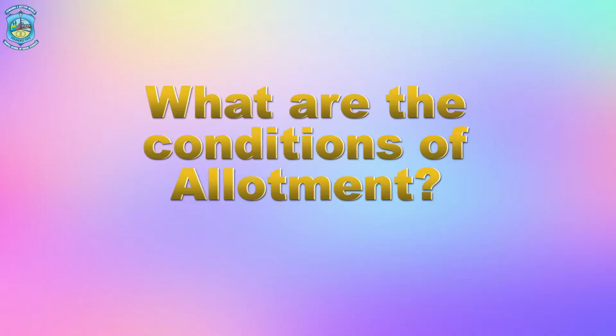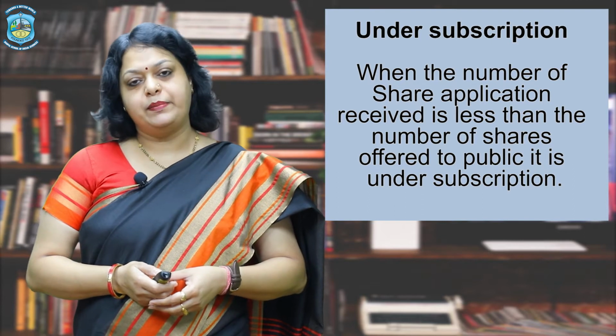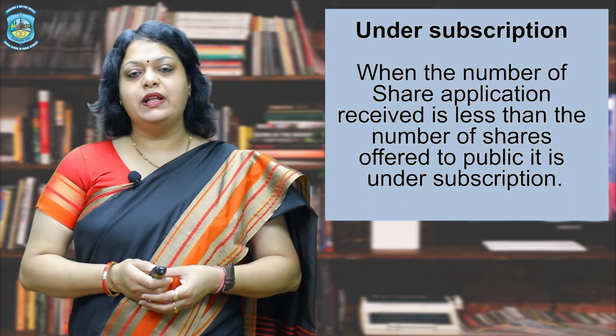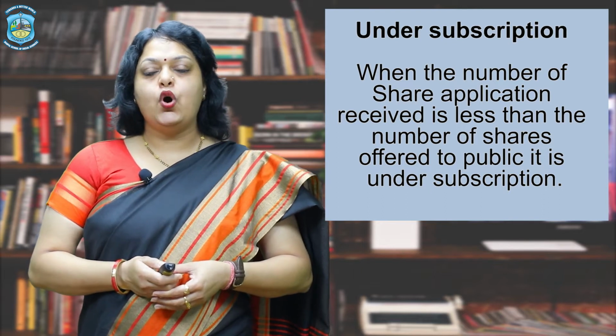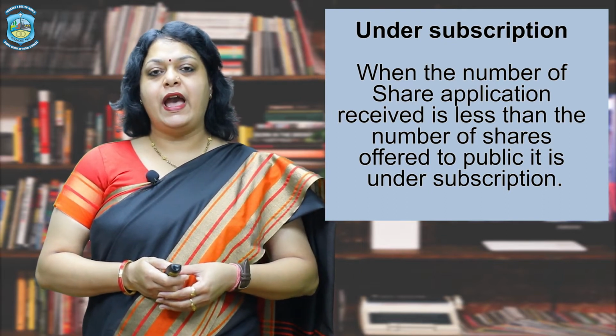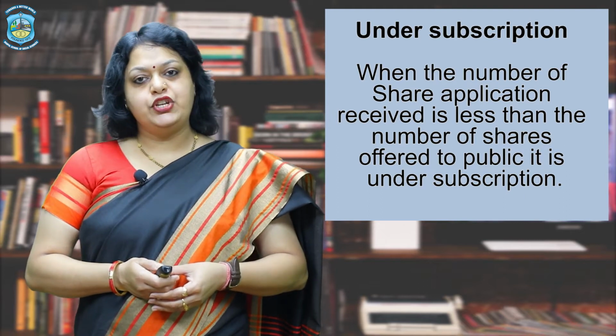Then what are the conditions of allotment? Here we actually have three conditions. The first one is under subscription. Under subscription is the situation when the company makes the issue of shares and gets applications less than the number of shares issued. So, this is the condition of under subscription. In that case, the company will issue the shares to the public who applied.